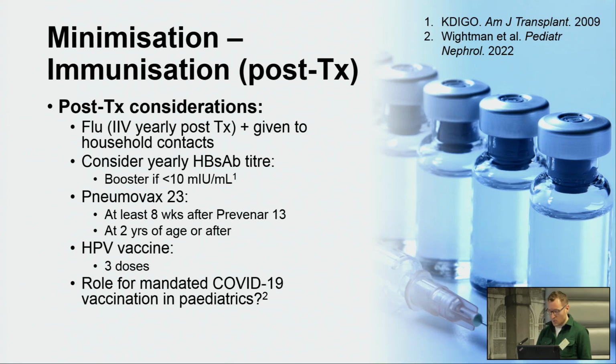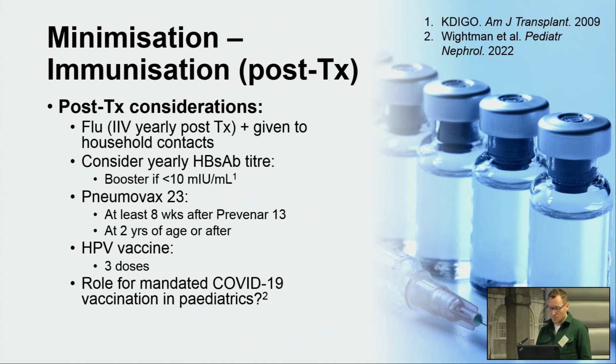Pneumococcal vaccine is very important. It's part of our routine vaccination schedule with Prevnar 13, which is a vaccine that covers 13 serotypes. But there's a more extended one, Pneumovax 23, which ideally we should be giving to our transplant recipients. It can be given from 2 years of age onwards. They should have had Prevnar 13 first before they get Pneumovax 23, just to increase the immunogenicity of the response.